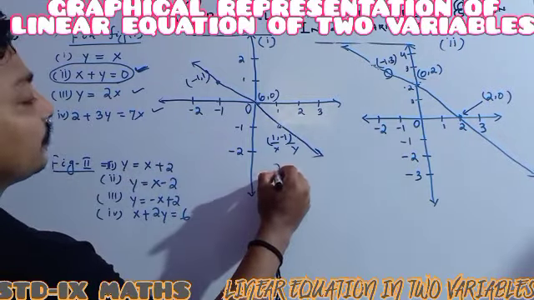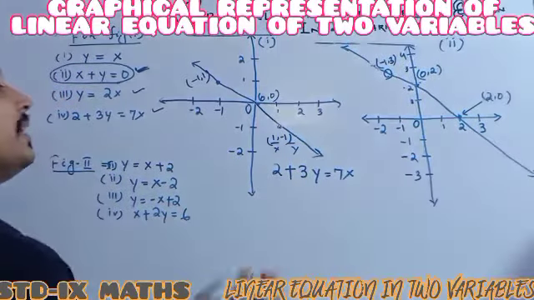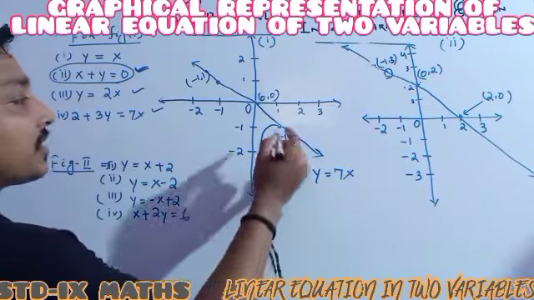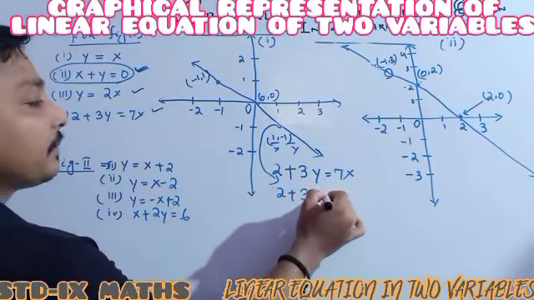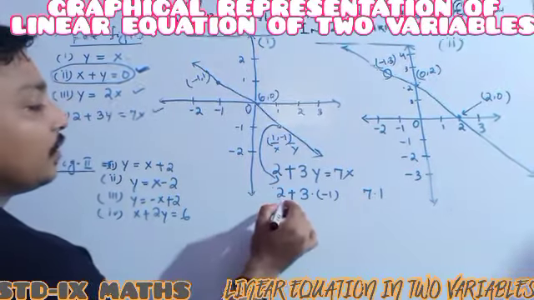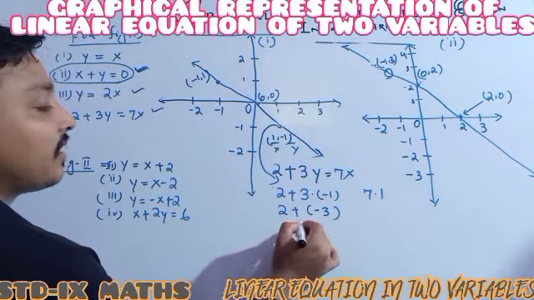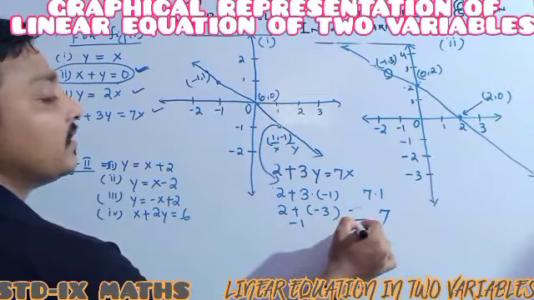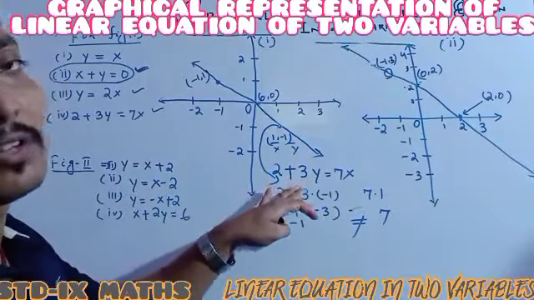Another one I am checking: 2 plus 3y is equal to 7x. Here I need to check whether this point is a solution or not. x is 1, y is minus 1. Is 2 plus 3y equal to 7 into x, which is 7? 2 plus 3 into minus 1 means 2 minus 3, which is minus 1, but the right side is 7. How can minus 1 be equal to 7? So this does not satisfy it; 1 and minus 1 is not a solution of this one.